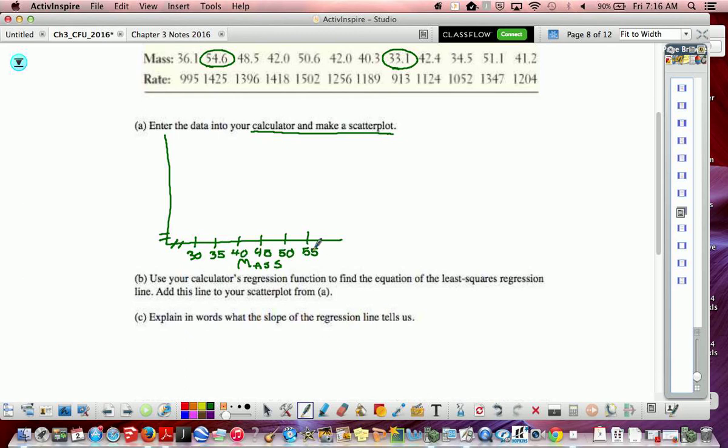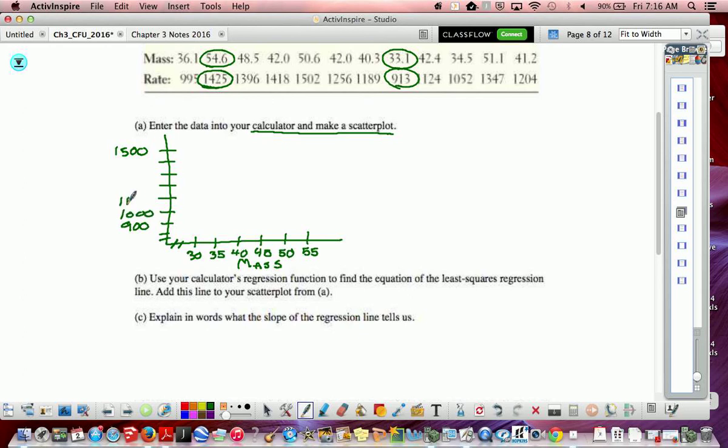And then going up, the rate looks like it's going from about 900 all the way up to a little bit more than 1,400. I'm going to start here at 900, 1,000, 1,100, 1,200, 1,300, 1,400, 1,500.